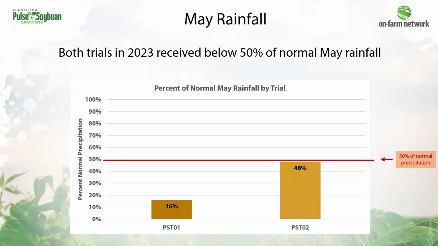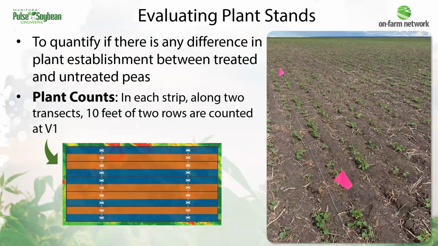At both trials in 2023, we had May rainfalls less than 50% of normal, so it was fairly dry up there. Before we get into the data collection results, we evaluated early season plant stands in these trials to see if there was a difference in establishment between treated and untreated peas. Plant counts were taken at V1, where 10 feet of 2 rows were counted in each plot, with 2 stops in each plot.